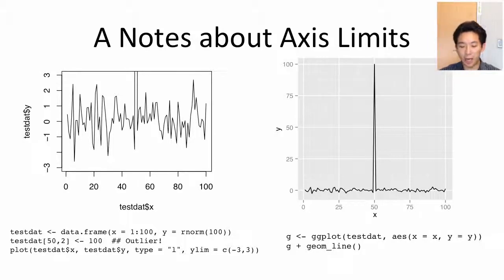Now, if I do the equivalent plot in ggplot, I can create my ggplot with the test data and the aesthetics to be x and y, and then I add the geom_line function to make a line plot as opposed to a scatter plot. You can see that it just plots all the data, including the outliers, and it's maybe not exactly the kind of plot you want to make because the outlier is maybe not that interesting. So if you want to do this, you have to be careful about how you do it.